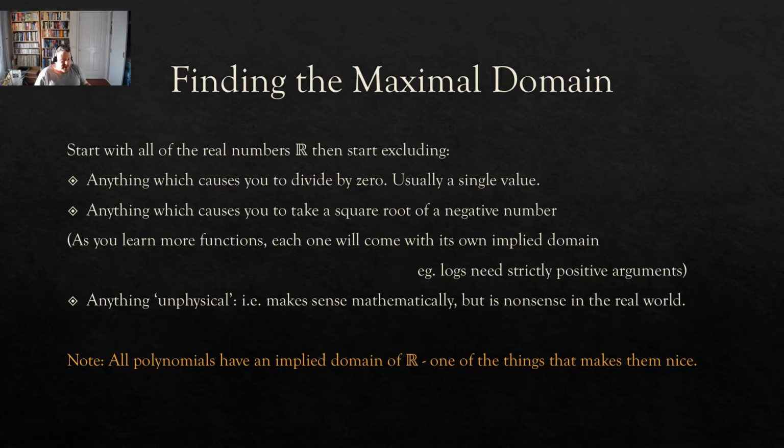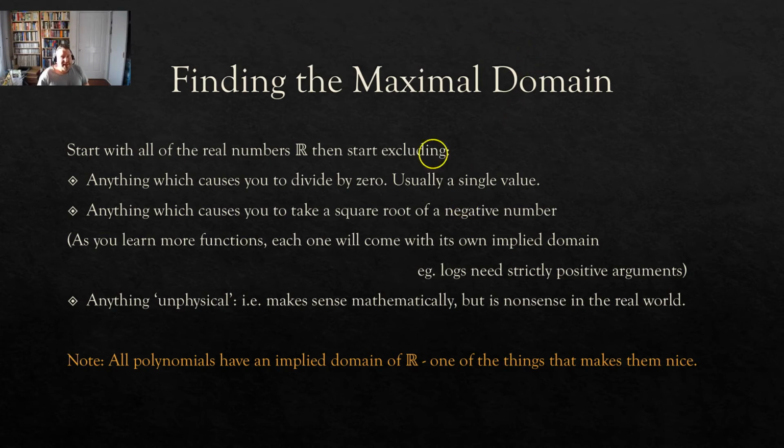And as you learn more functions, so we've talked about square roots and we've talked about 1 over functions, but as you learn more functions, each new function you learn will have certain values that work and certain values that don't. So for instance, we'll learn about logs later in the year. Logs, you need to put in a positive number, so a bit like a square root, but even 0 doesn't work for a log. And then the other thing you need to be looking out for is anything which is unphysical. So that means anything that maybe makes sense mathematically, but it doesn't make any sense for the actual context of the problem.